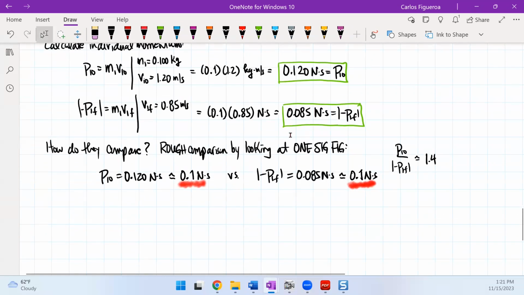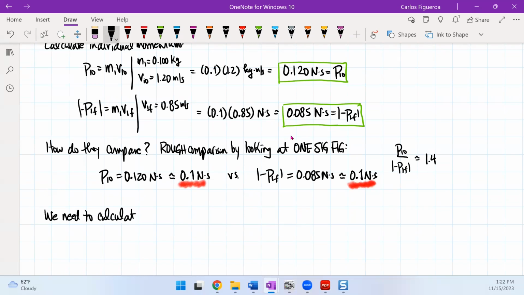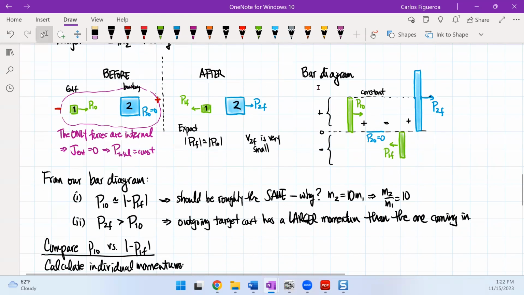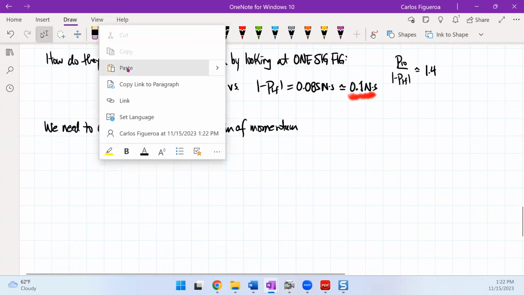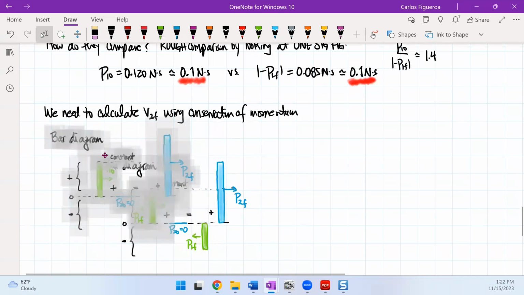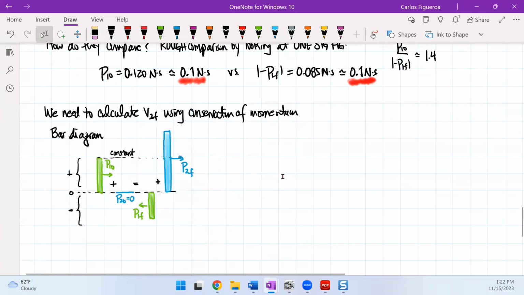So now what we got to do here is calculate V2 final using conservation of momentum. Now we've already done that. If I just come up here, I'm just going to go by my bar diagram. So if I use conservation of momentum, here's what I have right here. So this is my equation.